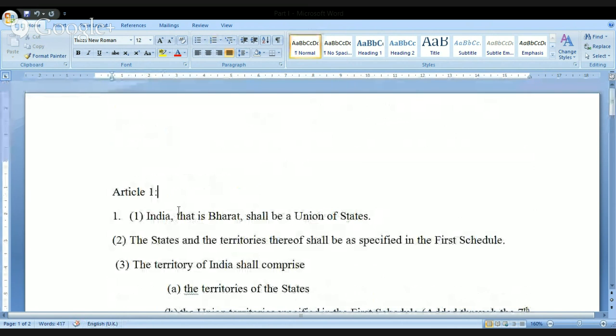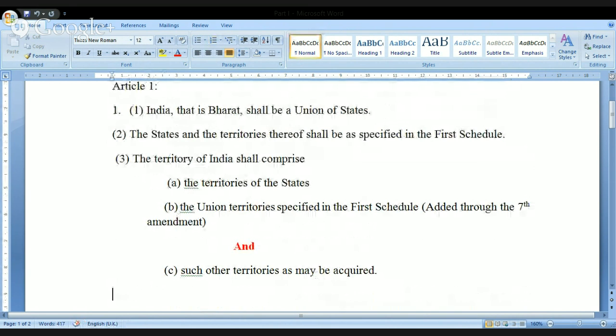Now look at this. I'm just giving a recap here. In this Article 1, we are trying to know what is the name of the nation that is given. It is given as both India and also as Bharat. Number 2, the names of states and territories are mentioned in the first schedule of the Indian Constitution. But when I'm talking about the territory of India, the original constitution has mentioned that all the states put together and all the territories that are acquired by India is called the territory of India.